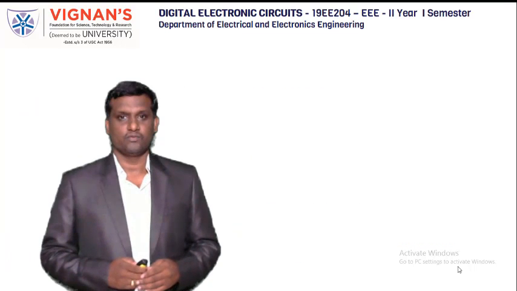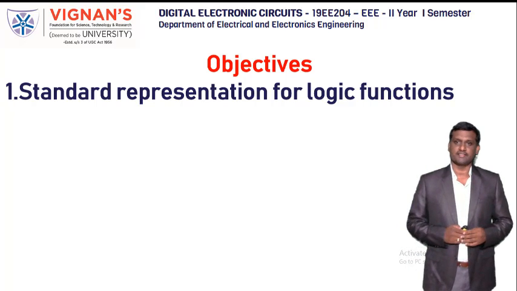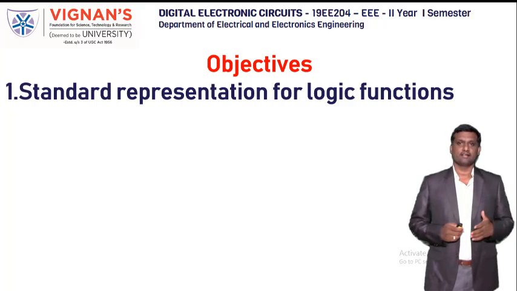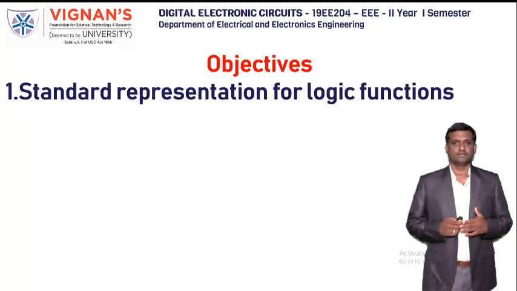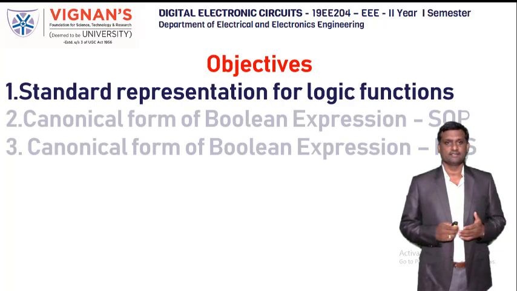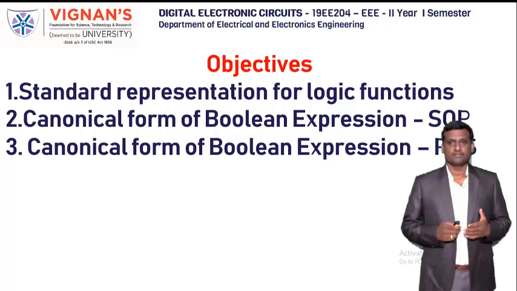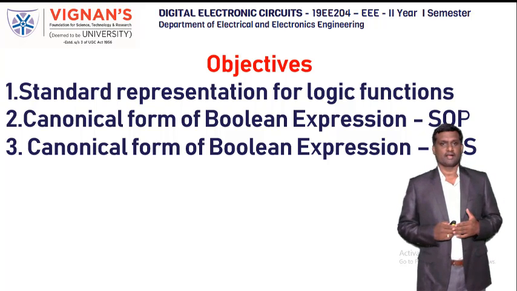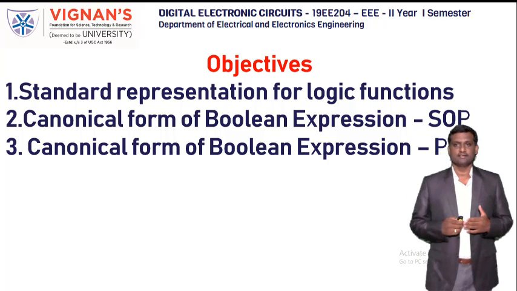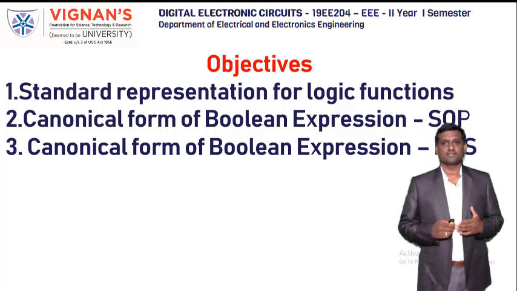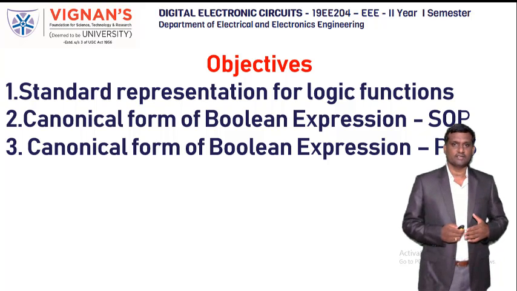In this lecture, we are going to discuss the standard representation of logic functions. We are going to see two types of representation of Boolean functions. One is the canonical form of Boolean expression by sum of products form, and another one is the canonical form of Boolean expression by product of sums formation. These two concepts are going to be covered in this lecture.